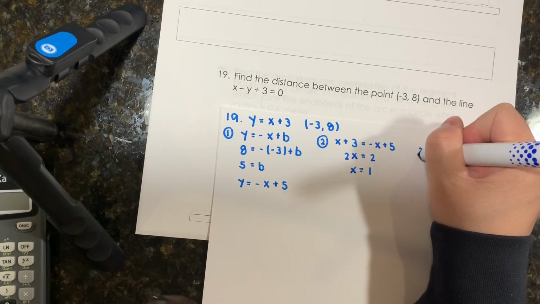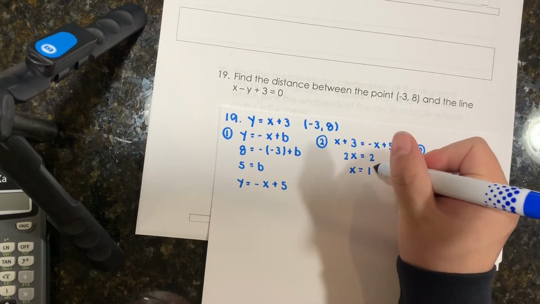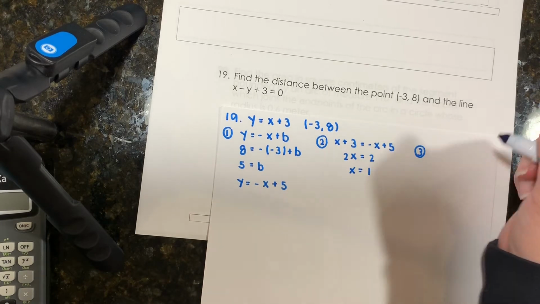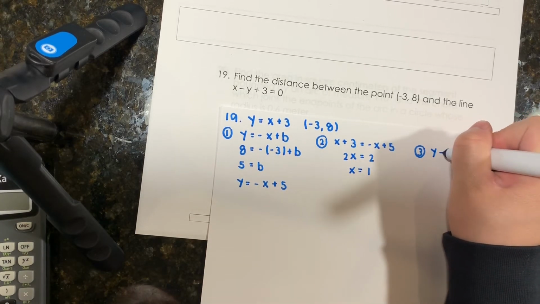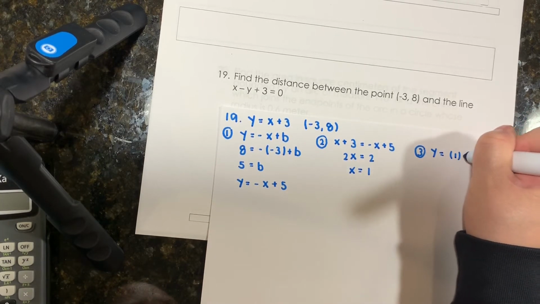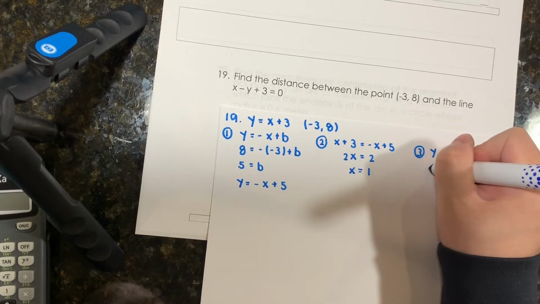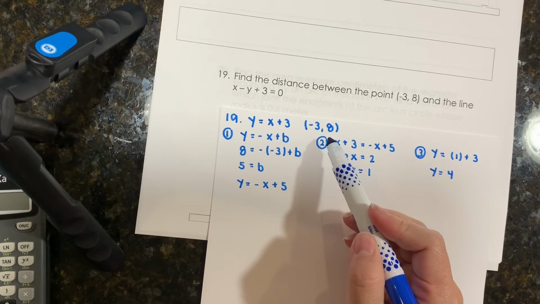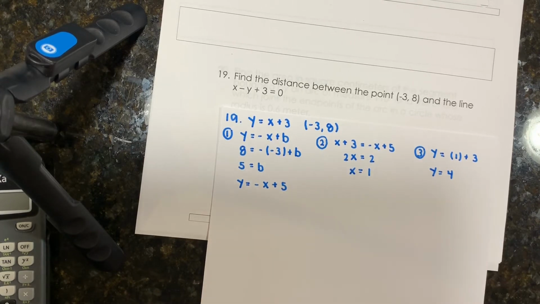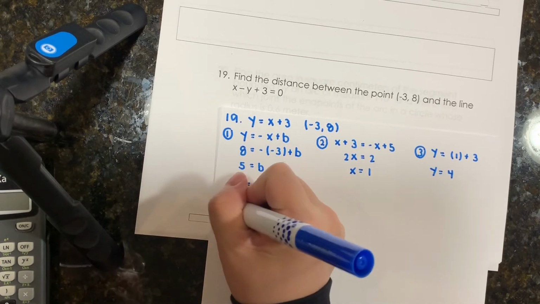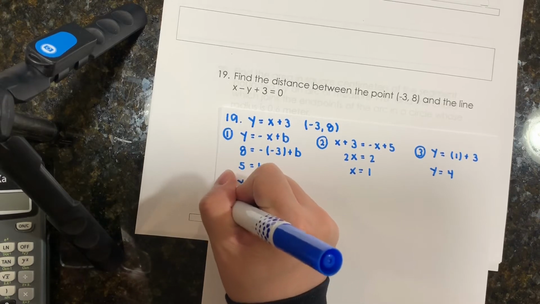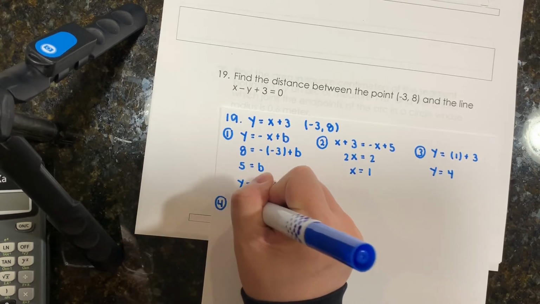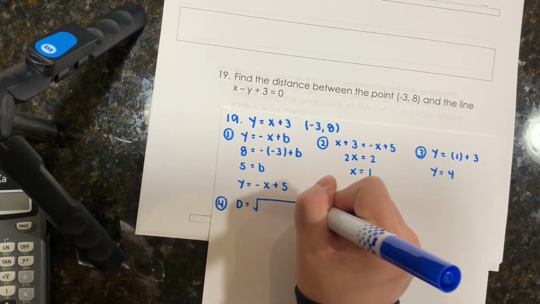Then for step 3, you want to solve for y. So you're going to plug this 1 into either the original line or the perpendicular line. So that would be 1 plus 3. So y is equal to 4. So now I have 2 points. I have the -3, 8, and then I have the 1, 4. And what we're going to do finally is to find the distance between those 2 points using the distance formula.